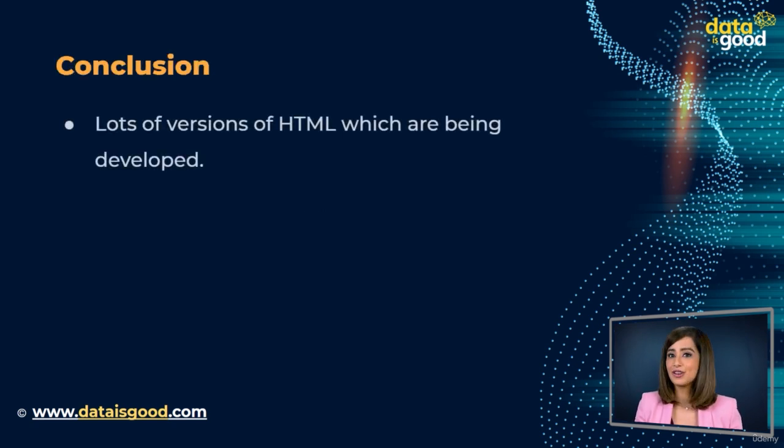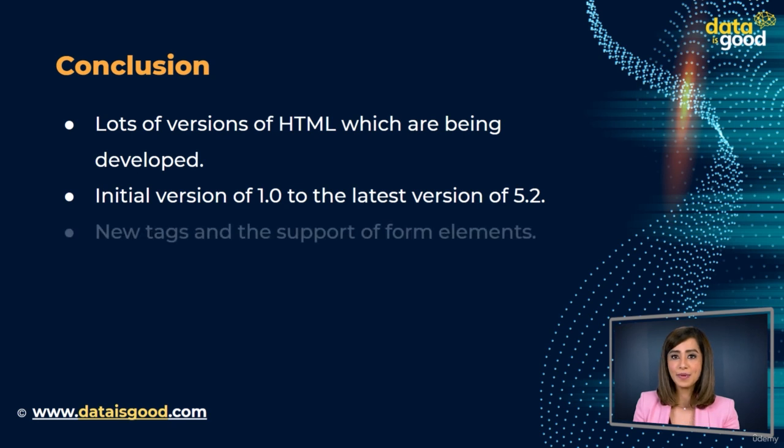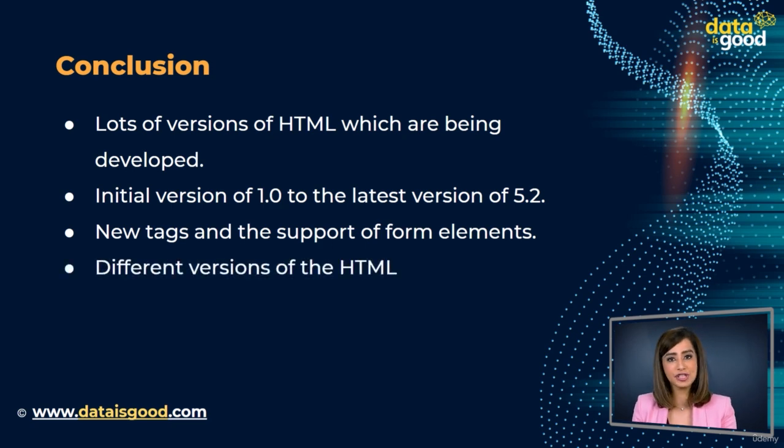Conclusion. There are a lot of versions of HTML which are being developed. From an initial version of 1.0 to the latest version of 5.2, HTML has been developed a lot. HTML5 has developed new tags and the support of form elements. So these were the different versions of the HTML.